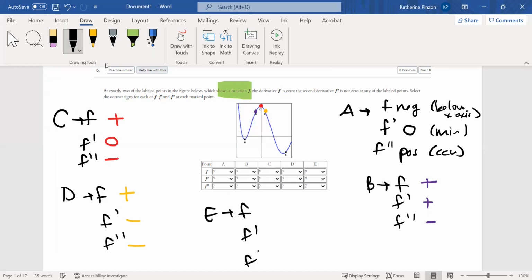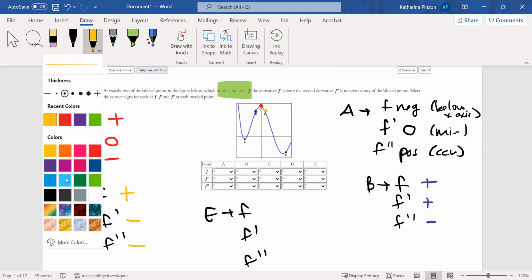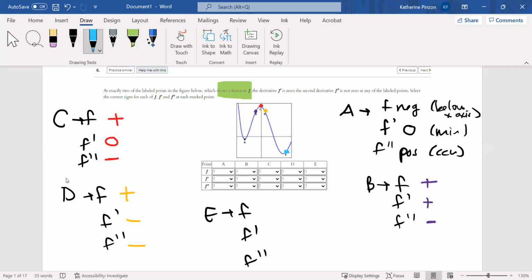F prime, F double prime. Okay, let's put E over here. This one. Okay, he is below the x-axis, increasing, and what kind of concavity does this guy have? Up. Concave up. So below the x-axis, increasing, concave up. Below the x-axis means F is negative. Increasing means F prime is positive, and concave up means F double prime is positive. So negative, positive, positive.